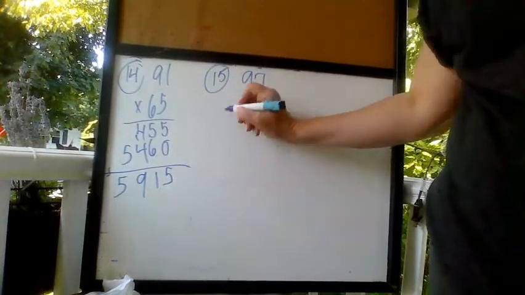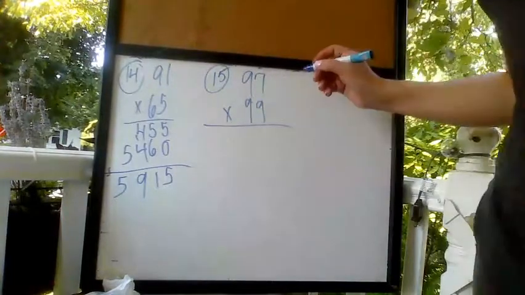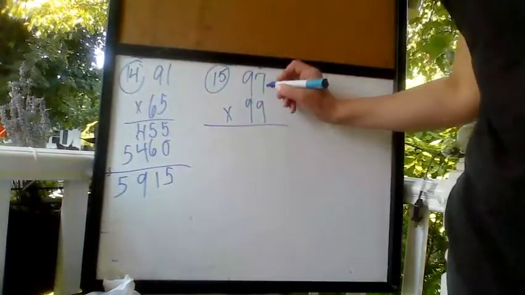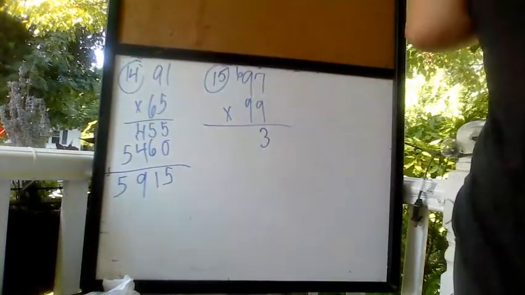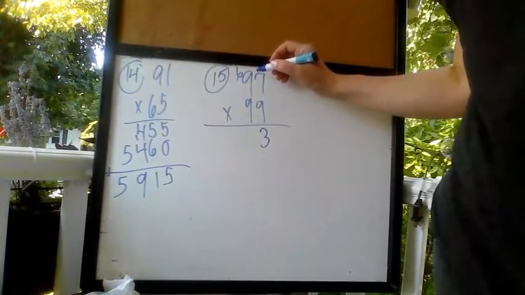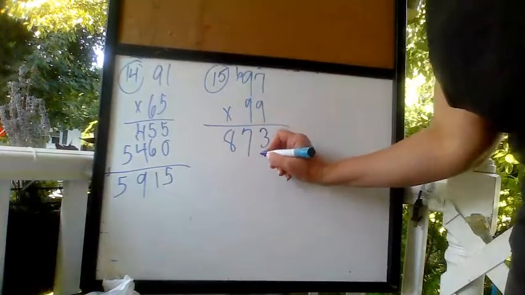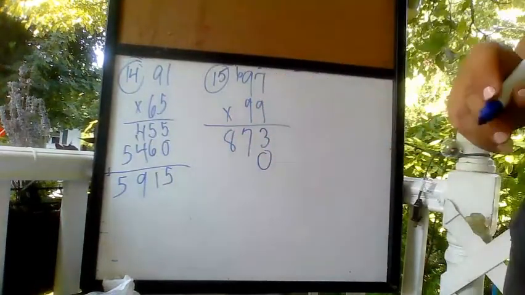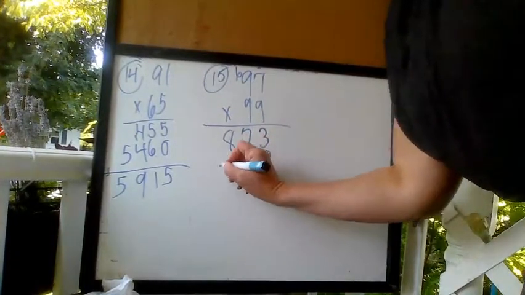15. 97 times 99. 9 times 7 is 63. So we put down the 3, carry the 6. 9 times 9 is 81. And then 81 plus 6 is going to be 87. When we put a 0 here, and since we're multiplying by the same number, we're going to get the same answer here. So it's going to be a 3, a 7, and an 8.